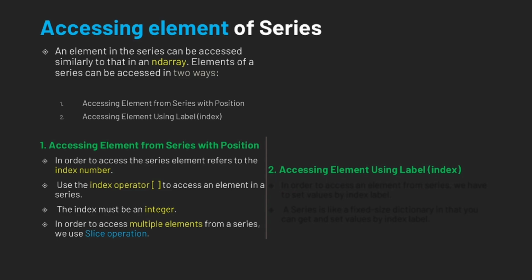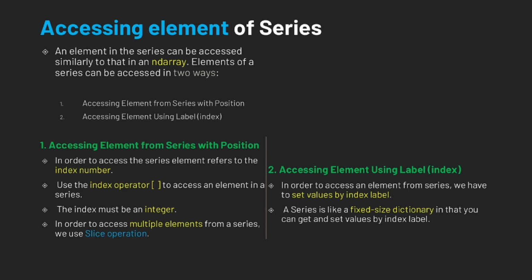Next, we have accessing elements by label or index. Think of a series like a fixed-size dictionary. You can get and set values using the index label. To access multiple elements, you simply specify the labels in the square brackets. This method is particularly useful when you need to work with specific data points defined by meaningful labels rather than just their positions. Now let's run the code of this topic.